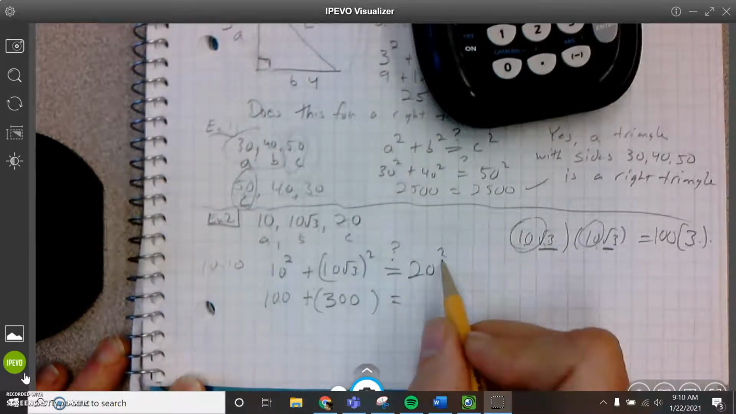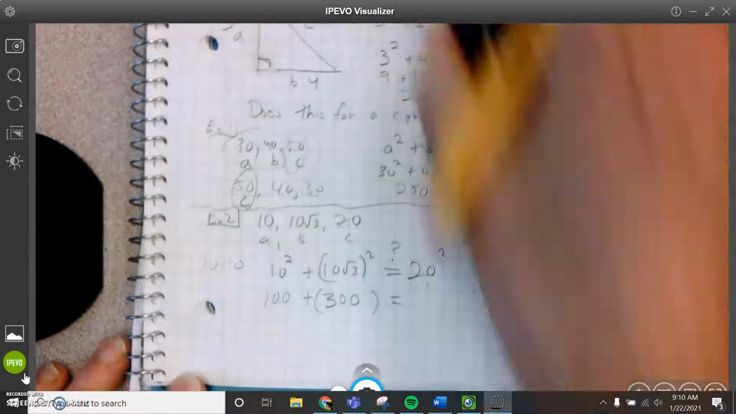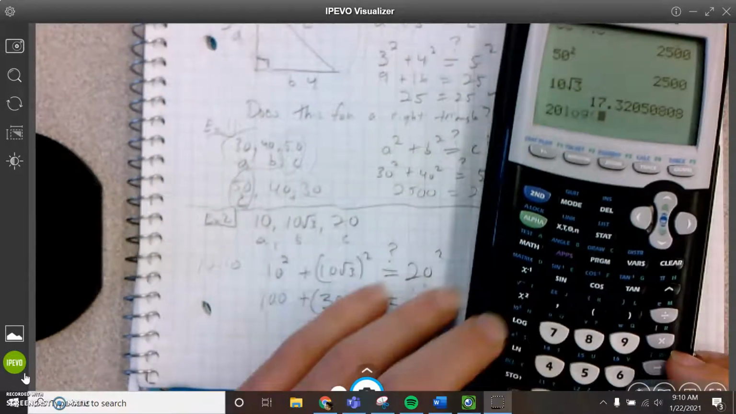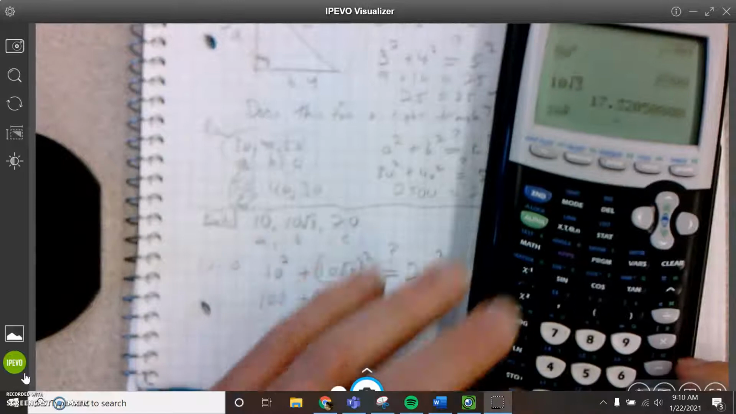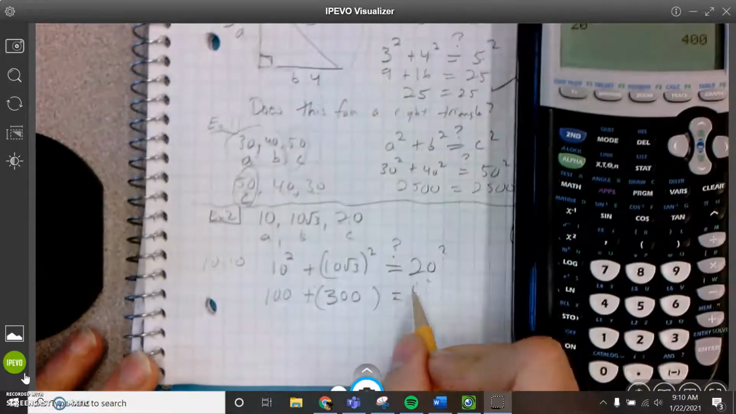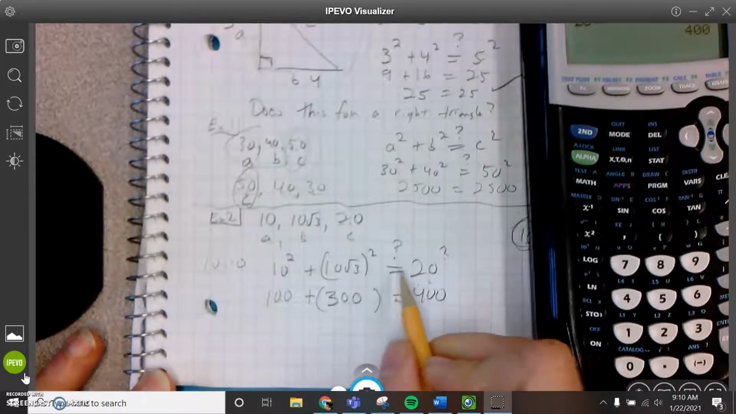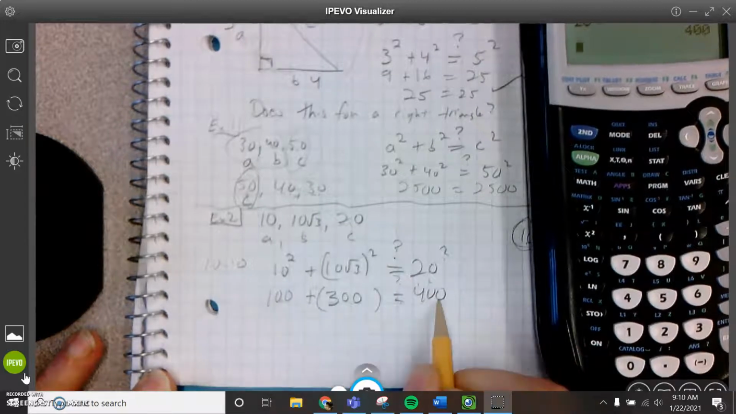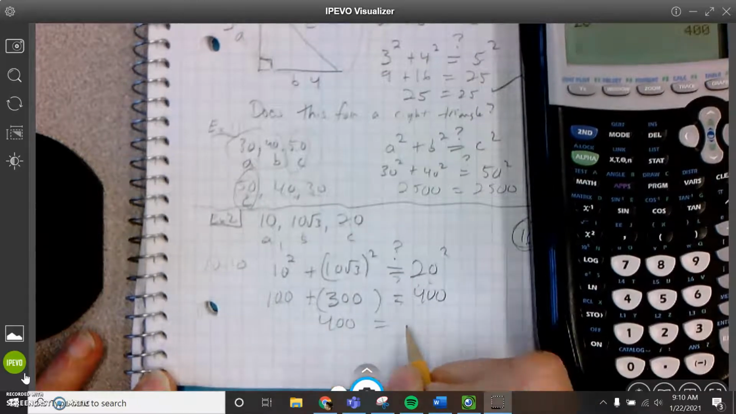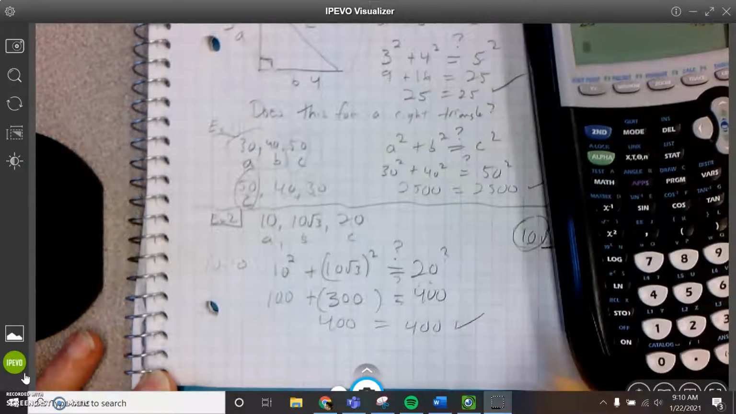Okay. 20 times 20 is 400, I believe. Let's double check. Oop, that's not how you do it. 20, one button, 400. There you go. Okay. Does 100 plus 300 equal 400? Yeah, it does. 400 equals 400? Check.